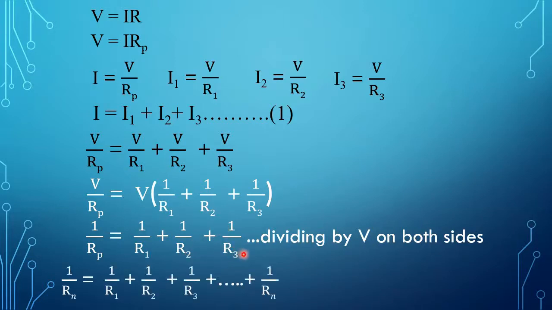If n number of resistors are connected in parallel, then we have 1 upon Rp equal to 1 upon R1 plus 1 upon R2 plus 1 upon R3 and so on up to 1 upon Rn.